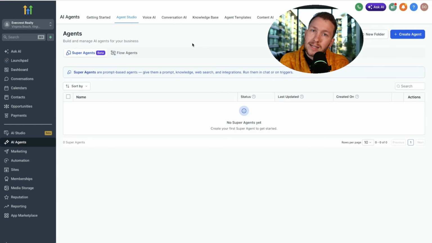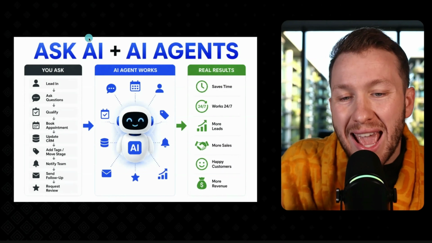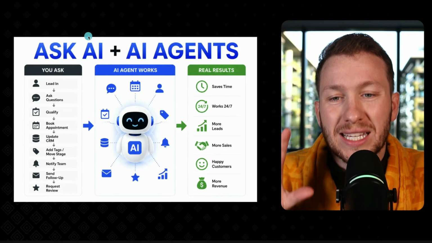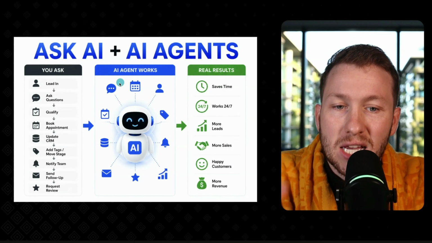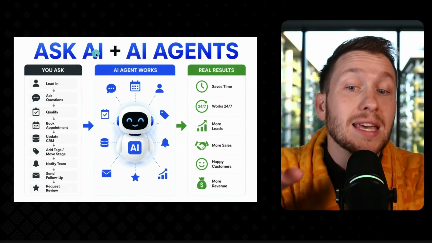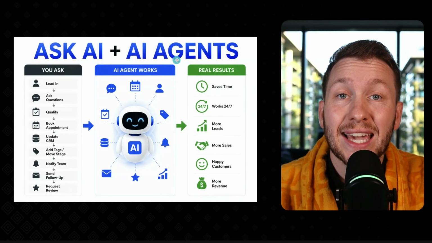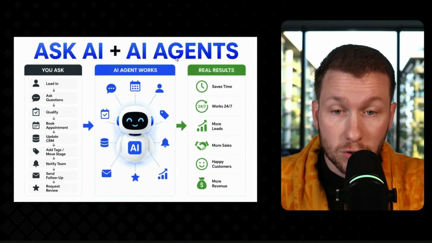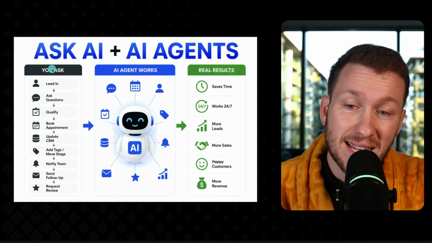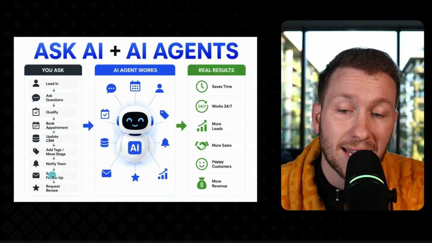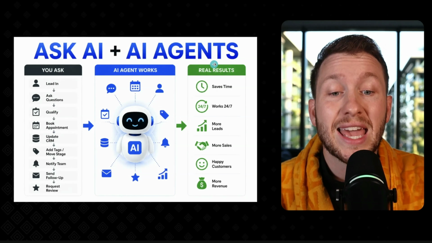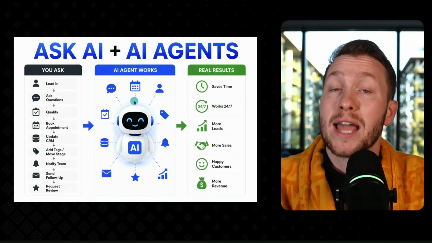So what is an AI super agent and why is it important? An AI super agent inside of HighLevel is an AI agent that does a lot of the work for you. The best way to describe this is it's the Ask AI feature plus the AI agents combined. So if you see my other tutorials, that's really what this is. As you see here, you ask it to do any of these things, even more, which I'm going to show you in a sec, and it can do all of it. It is very powerful.